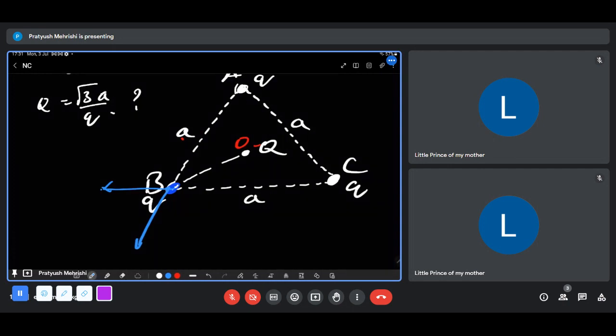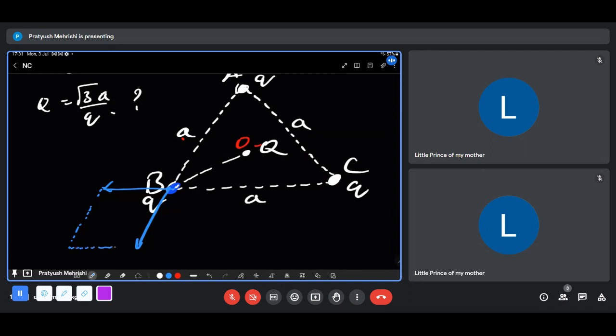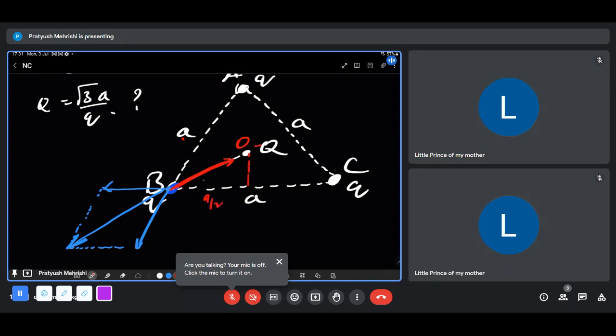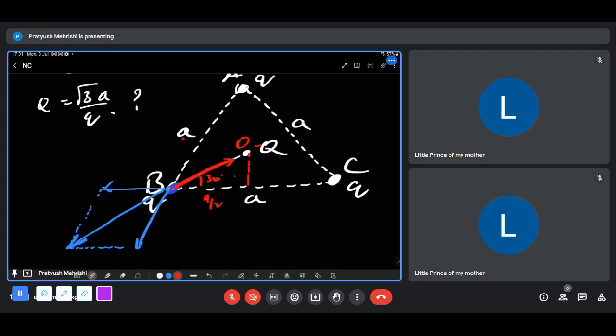Next, equilibrium means net force is zero. Whatever force these two charges are applying on this small q, that force must be countered by the charge at the center. Okay. And can you tell me what is the distance? This is a by 2. This is 30 degrees. So what is this hypotenuse? Can you tell me what this hypotenuse is?